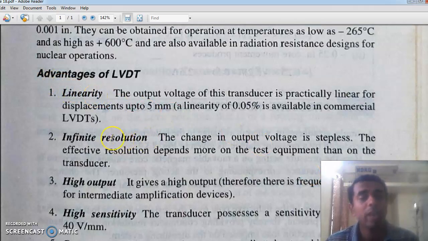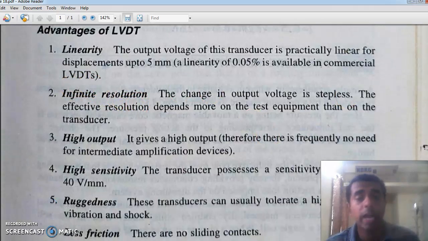Now we have another important characteristic, that is infinite resolution. What is resolution? That is, what is the output per step? So if the step change is very small, then you can expect a very high resolution. Here you can see that there are no steps at all. The movement towards the right or left is continuous, that is stepless. So if it is stepless, then you can expect an infinite resolution.